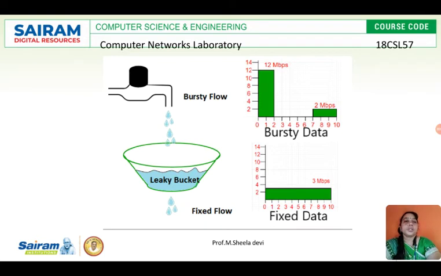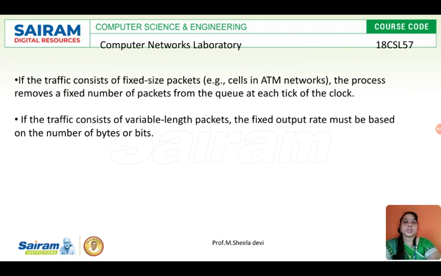So what should be done? This 12 Mbps data should be allowed at a fixed rate, so that the traffic will be constant and there will be no congestion. This sort of solution, which converts the bursty data into fixed-rate data, is the responsibility of the leaky bucket algorithm.